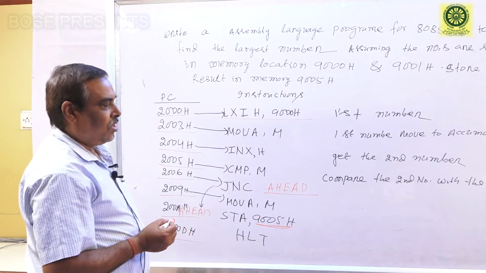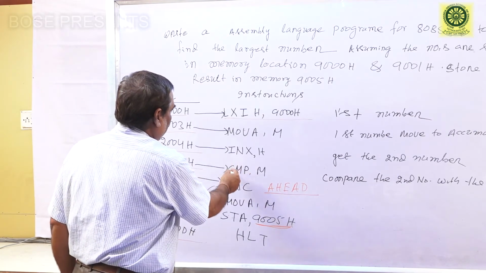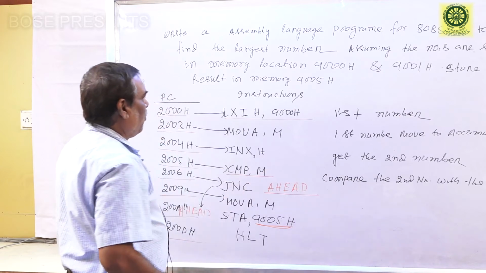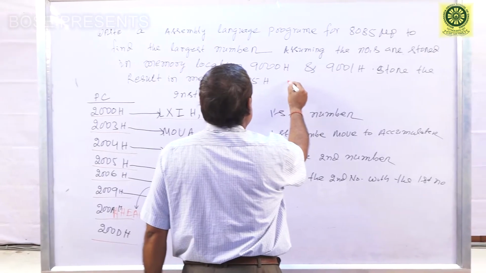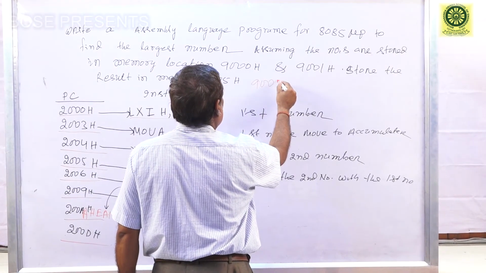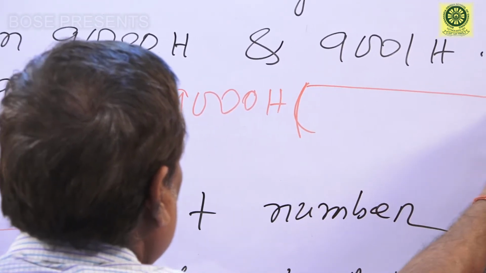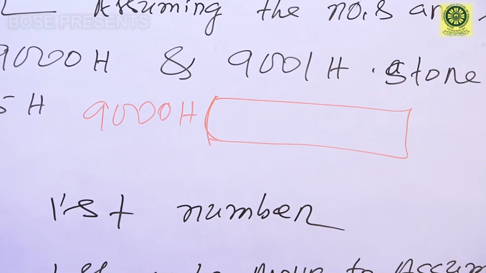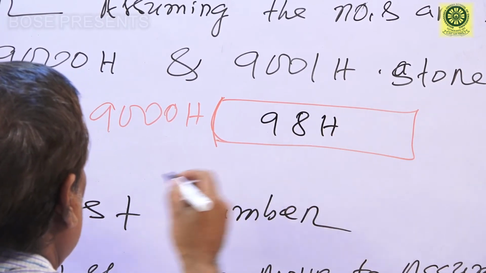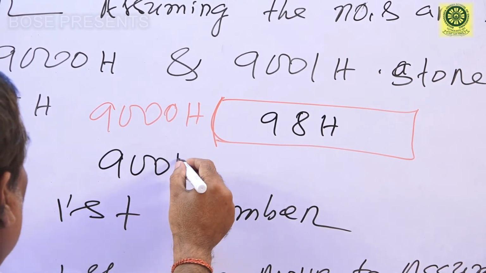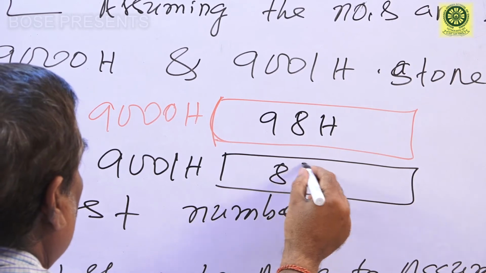Now here you see how the JNC works with the compare instruction, CMP compare M. Suppose, for example, the number stored in memory location 9000H is 98H, and suppose in 9001H the number stored is 87H.